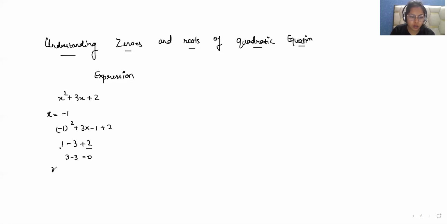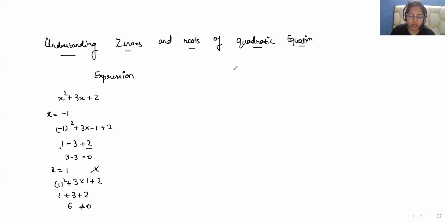Suppose I'll put x equals 1. So here 1 square plus 3 multiply 1 plus 2 is 1 plus 3 plus 2. That is 6. It does not give you 0. So that means this is not a zero for this expression. So only x plus 1 is the factor of this. When you put x equals minus 1 only, it gives you 0.